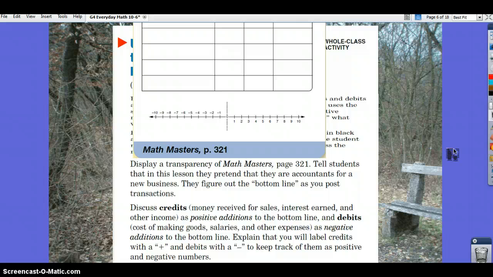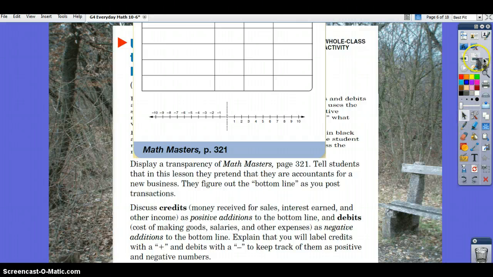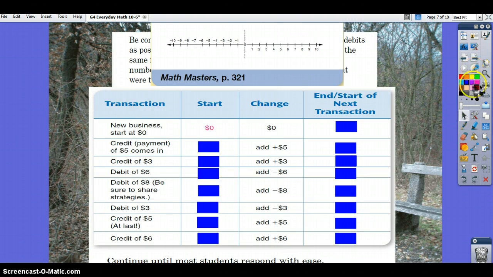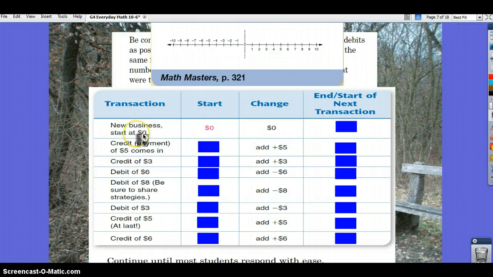So you're going to subtract them. So you will label credits with the plus sign and debits with the minus sign to keep track of them as positive and negative numbers. So when you look at this, this says there's a new business and you start at 0. So at the end of the transaction, how much money do you have? Well, if you start with 0, your change is 0, you have 0.